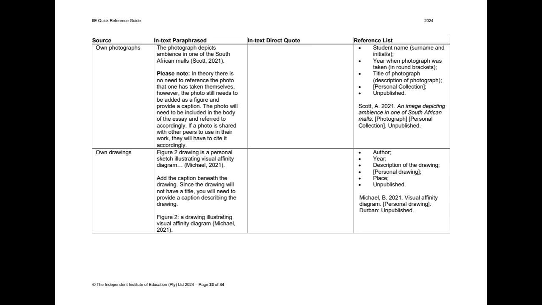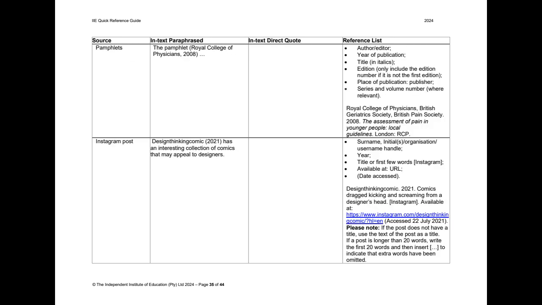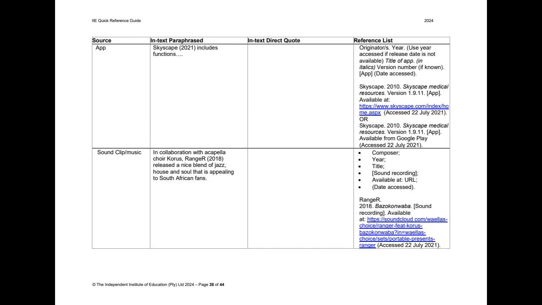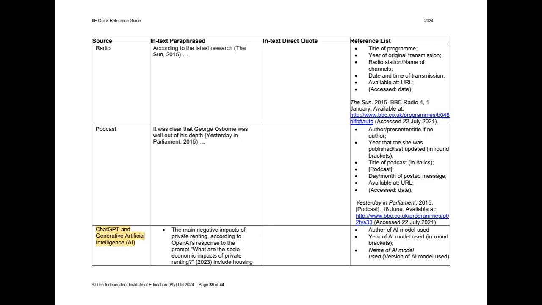Okay, cool. So I'm going to go right down to the last page that gives us clarity. This is an important page for this particular project that all of you should please take note of. You'll see I try to highlight it at the bottom here on page 39. Here it says ChatGPT and generative AI intelligence. Then it says the main negative impacts of private renting according to OpenAI's response. It gives you clarity there. And then it says 2023, because that's when the AI tools were launched initially.